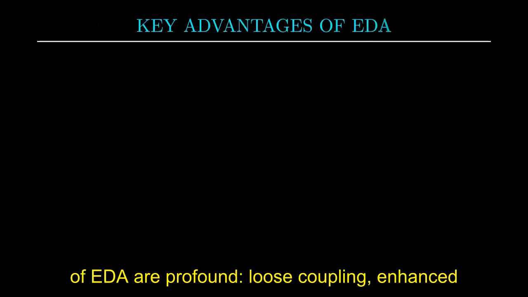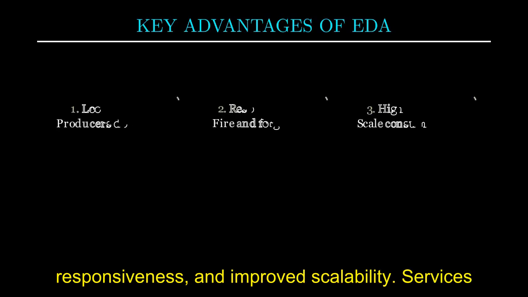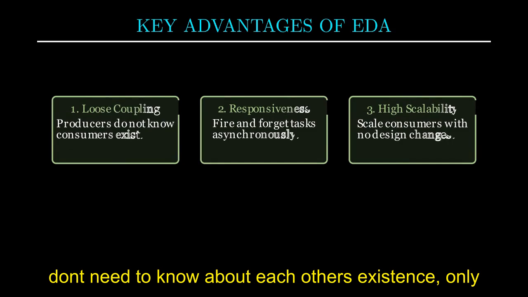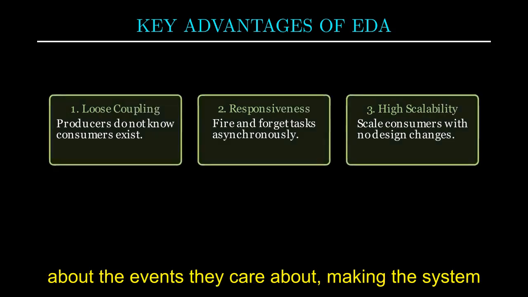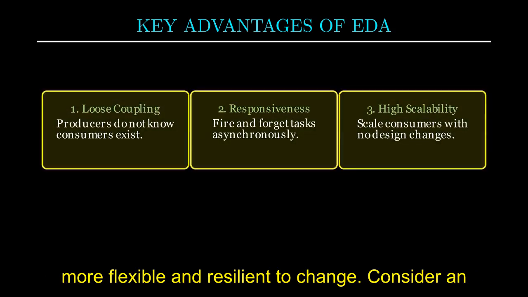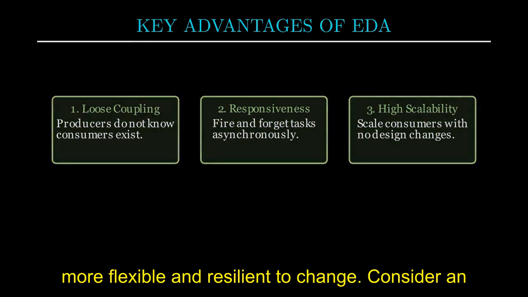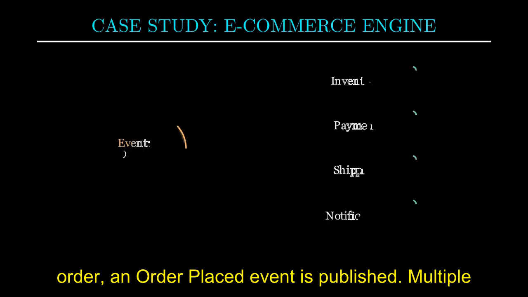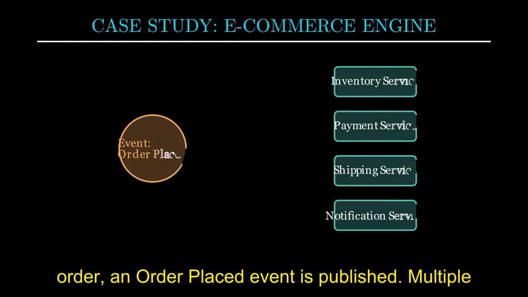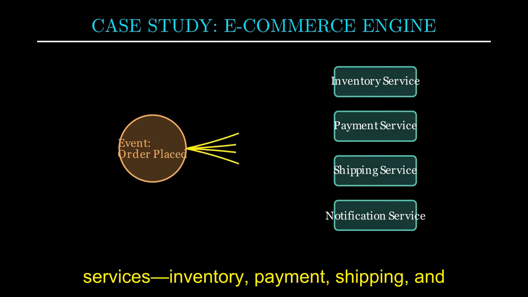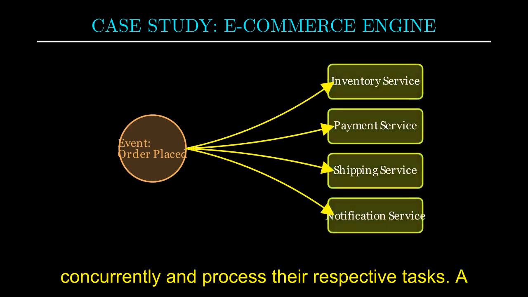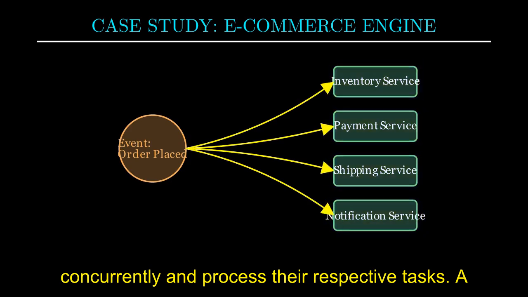The advantages of EDA are profound: loose coupling, enhanced responsiveness, and improved scalability. Services don't need to know about each other's existence, only about the events they care about, making the system more flexible and resilient to change. Consider an e-commerce platform. When a customer places an order, an order-placed event is published. Multiple services, inventory, payment, shipping, and notification, can consume this single event concurrently and process their respective tasks.